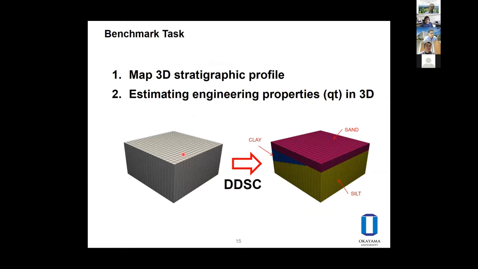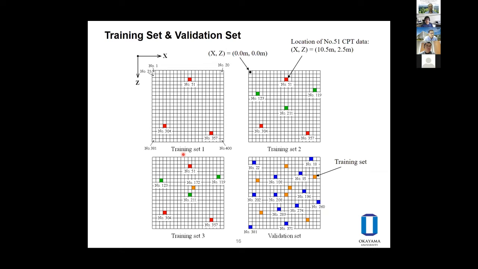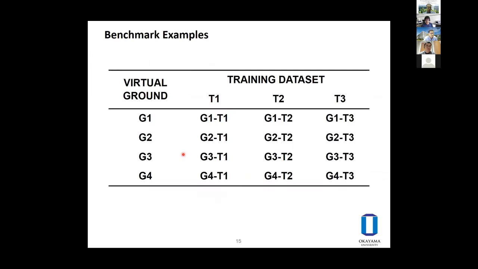And the benchmark task is to map 3D stratigraphic profile and also to estimate engineering property, in this case QT in 3D space. And training set and validation set, I'd like to skip this slide. Okay, so we created 12 benchmark examples, and I applied GLasso to all the benchmark examples. So I quickly show all the results.